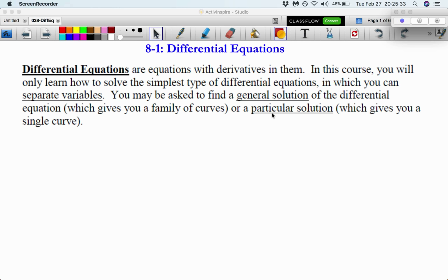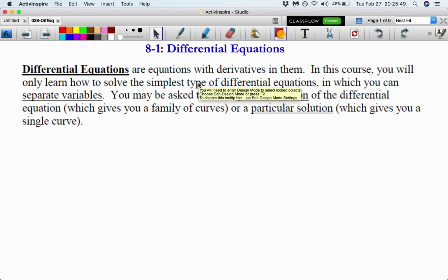We're going to be talking about differential equations, the first lesson in Chapter 8. Differential equations are equations with derivatives in them. You've already seen a bunch of them this year. We're going to look at a lot more in this unit. In this course, you'll learn only how to solve the simplest type of differential equations, in which you can separate variables. And what does separate variables mean?